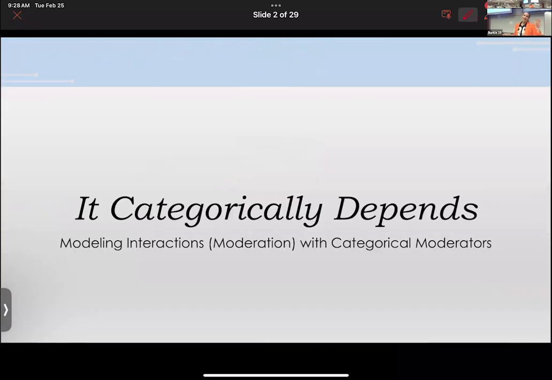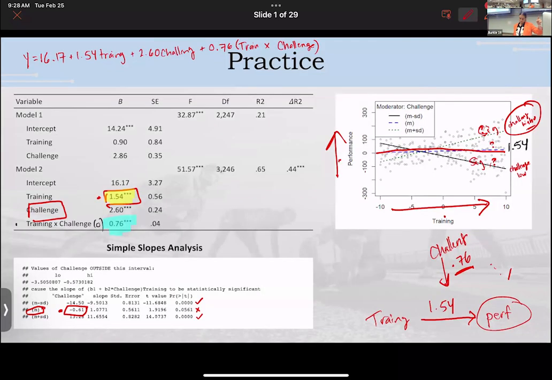Cool, we're going to do more today. Yes, quick, very quick. We have a lot left. On the simple slopes, where it talks about outside the interval, is that the plus or minus 1 sigma?